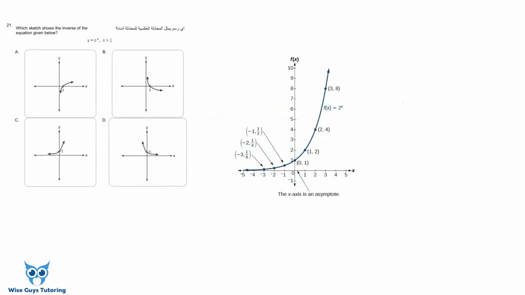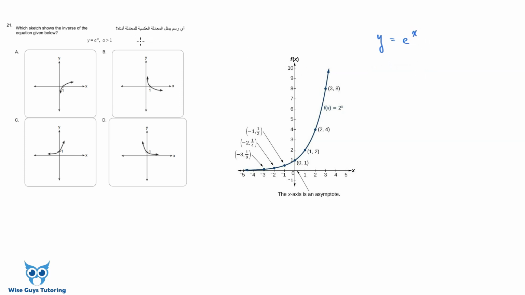This one says, which sketch shows the inverse of the equation given below? And the equation is y equals a to the x, with a greater than 1. So there's a lot to unpack here. First of all, this is an exponential function. The standard form is y equals e to the x. But the base, which is what we have here, can be absolutely anything, and the exponent has to be some function of x.